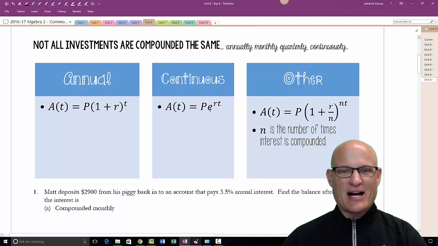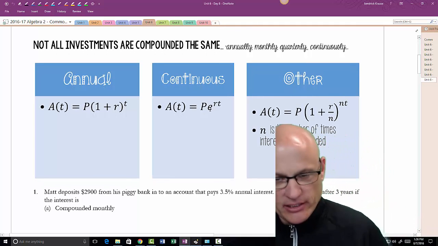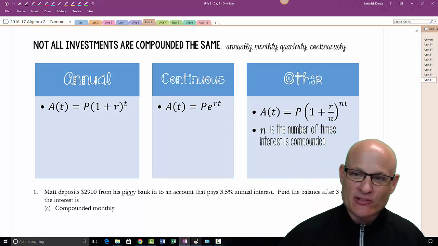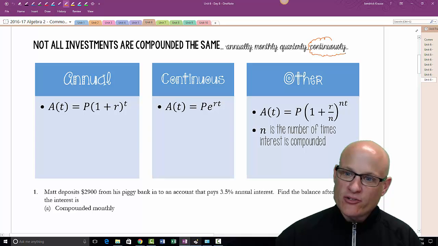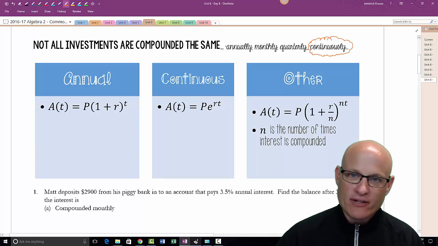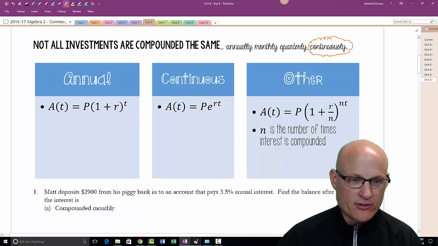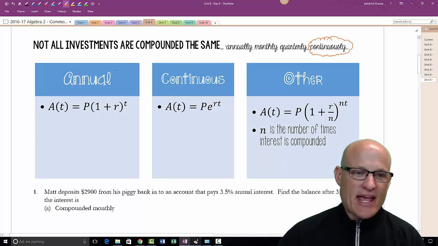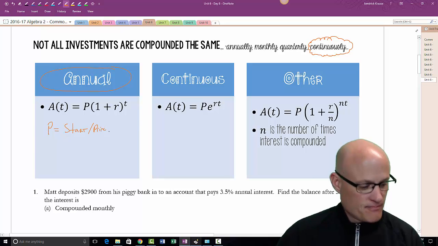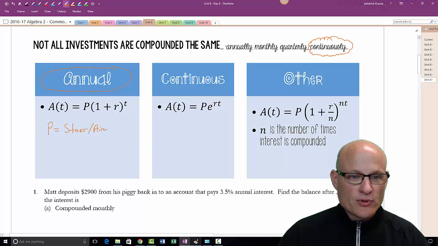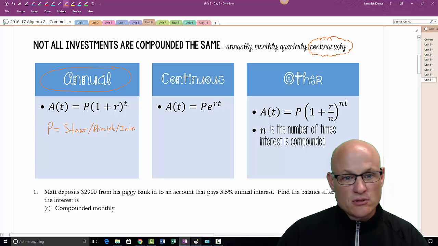Not all investments are compounded the same: annually, monthly, quarterly, and continuously. This is the one that banks like to use right here, because they always get you. They give you your interest right away. Every day you earn a little bit of interest. If it's compounded annually, we're going to use this formula where P, again, is your starting amount, the principal or initial amount.